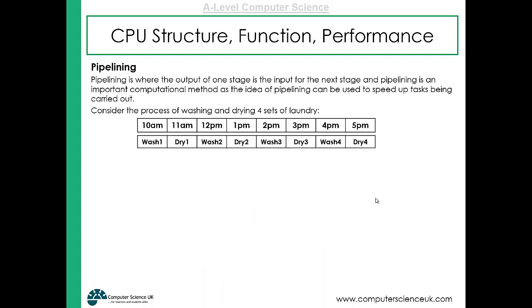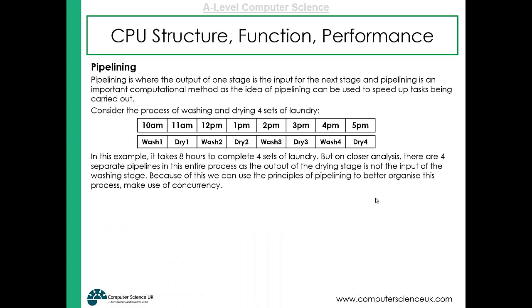We could be washing our first set at 10 AM, an hour later we could then be drying that set, and when that set of washing is done, we could move on to the next set of washing. We could wash it for an hour, dry it for an hour. We could then go on to the 3rd set, wash it for an hour, dry it for an hour, and then we can go on to the 4th set. We could wash it for an hour, dry it for an hour. Now that is all very well and good. It takes 8 hours to complete 4 sets of laundry.